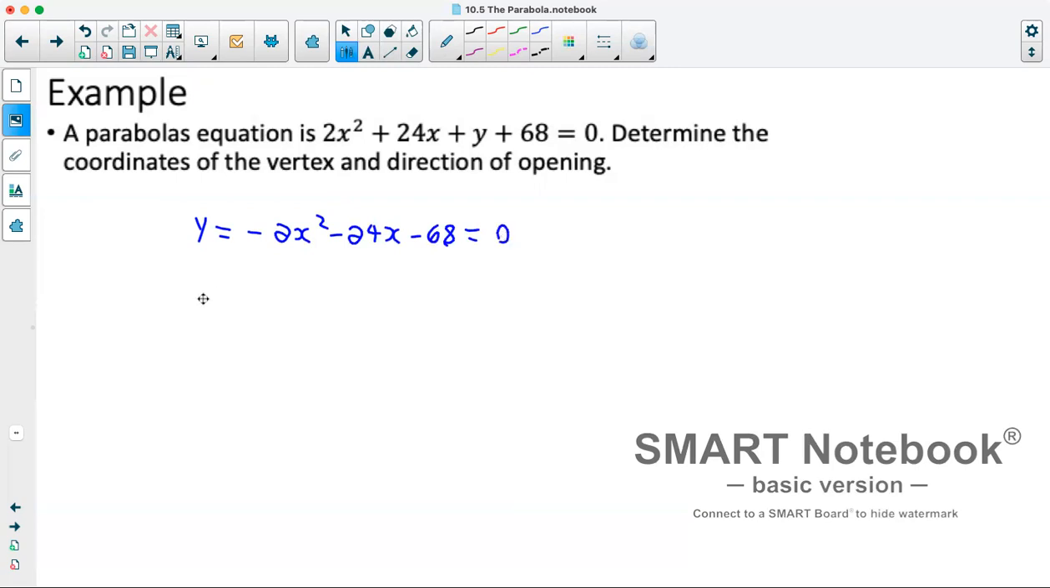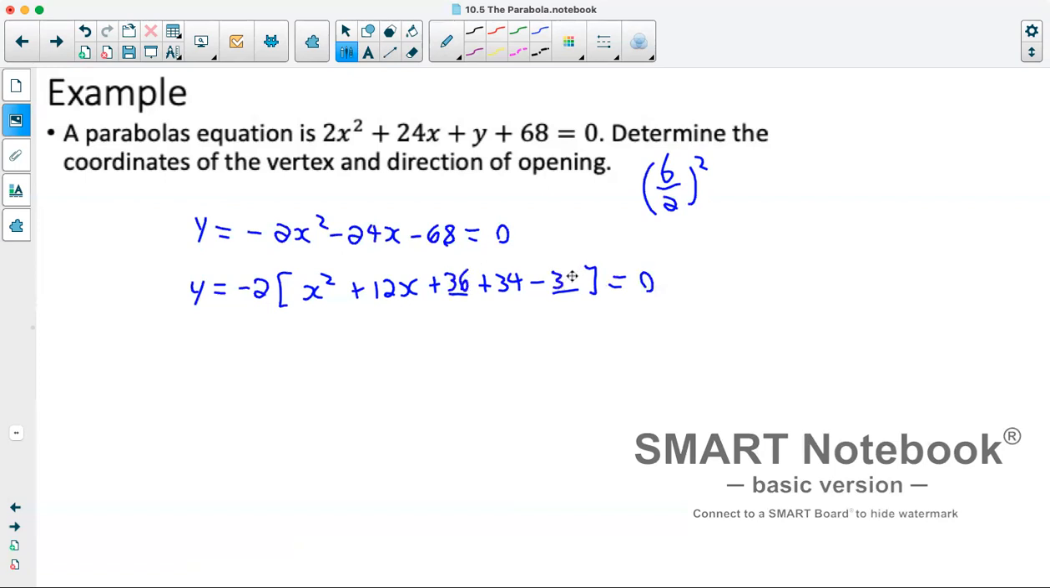We will then do completing the square of this, so that first needs us to factor out the -2. So we've got -2 times (x squared plus 12x plus a blank) plus 34 minus a blank. Then we're going to do our b over 2 and squared. So our b value in this case is 12. 12 divided by 2 is 6. 6 squared is 36. So we've got plus 36 and minus 36.